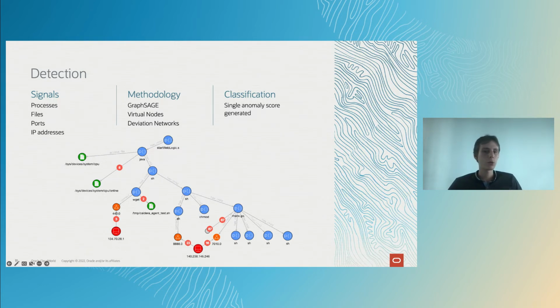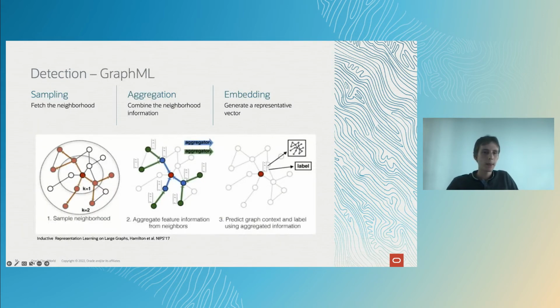So given that we have now these graphs, we use three different machine learning techniques. The first one being GraphSAGE, then virtual nodes, then deviation networks, which I'll get into. And at the end of all this, what we get is a single anomaly score which is generated. And this anomaly score just tells us, is it anomalous or not?